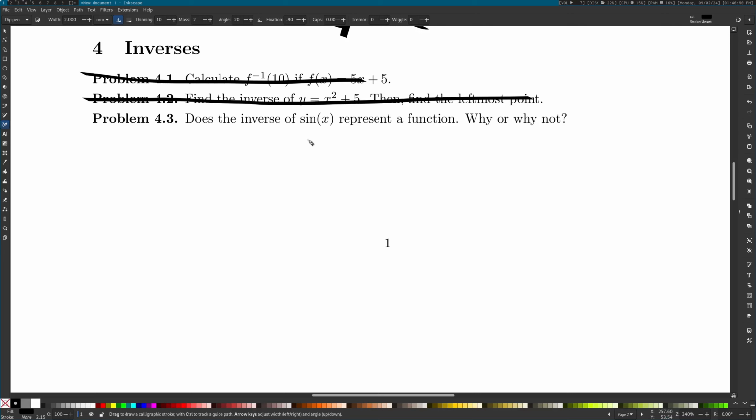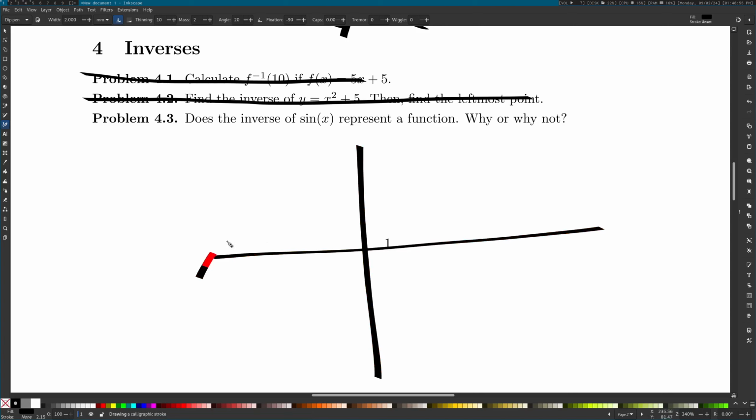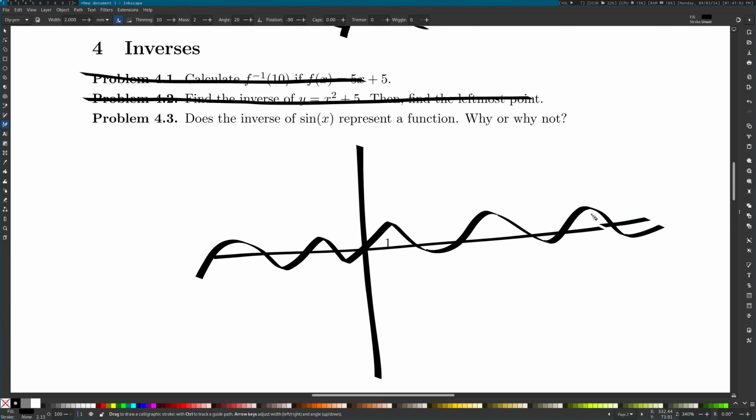Does the inverse of sine of x represent a function? Why or why not? Okay, so let's figure this out. Yes. And why would it represent a function, the inverse? I don't know. It fails the horizontal line test. Wait, does it? No, it doesn't. Let's check it out. Wait, no. Yes, it fails it. I think it fails it, so it wouldn't be a function.